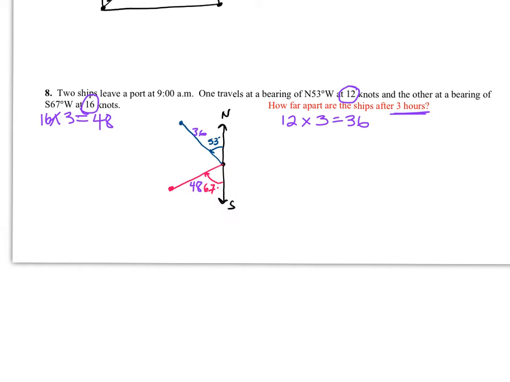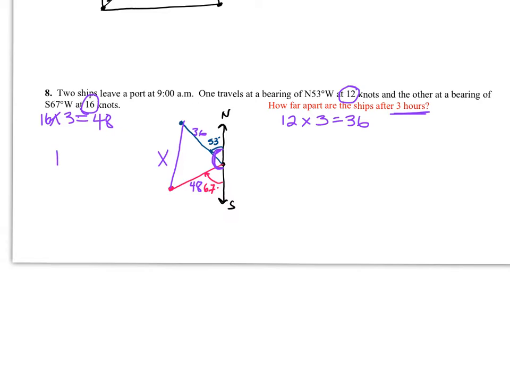We're asked to find how far apart the ships are. That means we need the distance from ship to ship. So that's the length we're looking for. We know two of the sides, so to get the third side, we either need to apply law of sines or law of cosines. Well, if we look at the north-south line, together this should equal 180 degrees total.